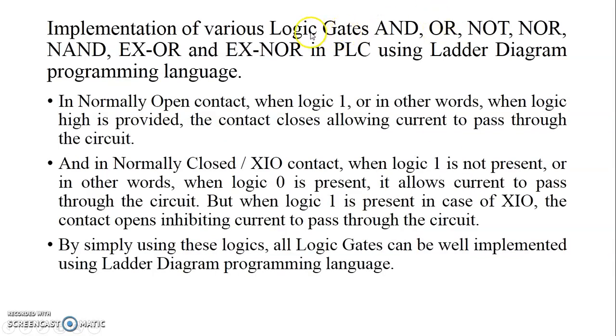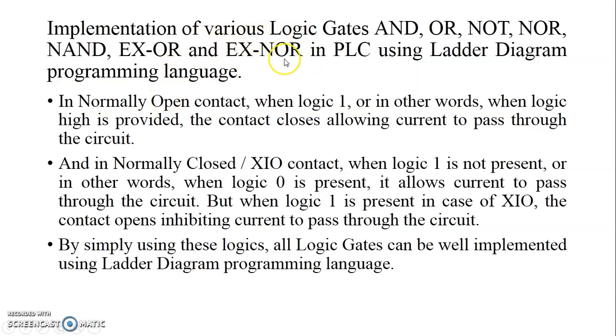Next we'll see how to implement the logic gates that we have studied using this PLC ladder diagram programming language. The basic gates that we have studied are AND gate, OR gate and NOT gate. NAND and NOR are the universal gates, and in addition to that we'll be seeing how to draw the ladder diagram for XOR gate as well as for the XNOR gate.